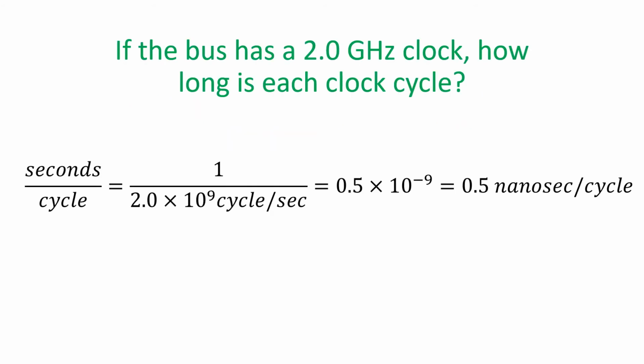We have a 2.0 gigahertz clock. That's 2 times 10 to the 9th cycles per second. We want to know how many seconds per cycle. So we just invert that value: 1 divided by 2 times 10 to the 9th cycles per second, and we get 1/2 times 10 to the negative 9th, or 1/2 of a nanosecond per cycle. As a rule of thumb, a 1 gigahertz clock has a 1 nanosecond clock period. So if it's a faster clock, then it'll have a shorter clock period. If it's a slower clock, it'll have a longer clock period.